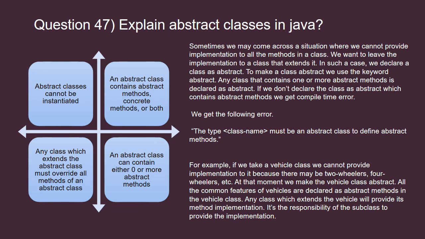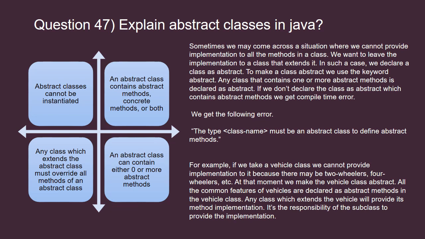For example, if we take a vehicle class, we cannot provide implementation to it because there may be two-wheelers, four-wheelers, etc. At that moment, we make the vehicle class abstract. All the common features of vehicles are declared as abstract methods in the vehicle class. Any class which extends the vehicle will provide its method implementation. It's the responsibility of the subclass to provide the implementation.